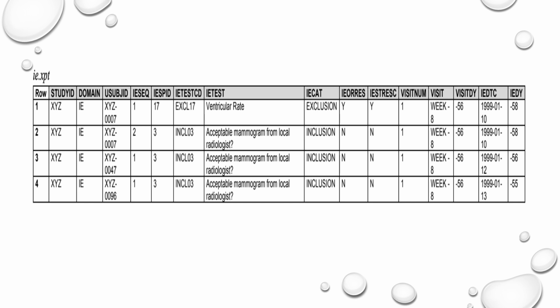If we further observe, the response for the exclusion criteria is Y, whereas for the inclusion criteria it is N. This is indicating that the exclusion criteria was met, whereas the inclusion criteria was not met. So all the exclusion criteria which are met will always have the response as Y, and all the inclusion criteria which are not met by the subject will have the response as N, and only those criteria which are not met by the subjects will be captured in the I domain.